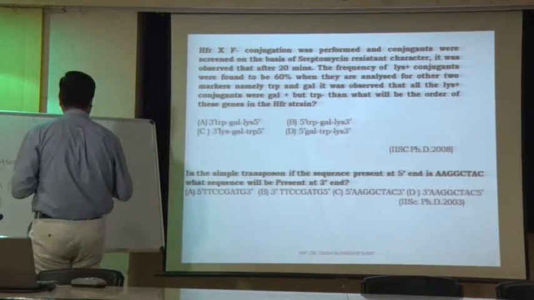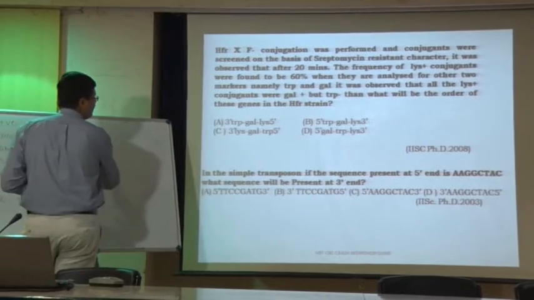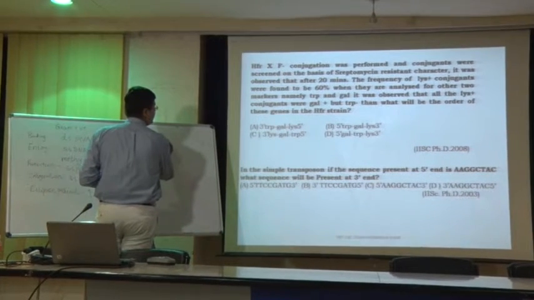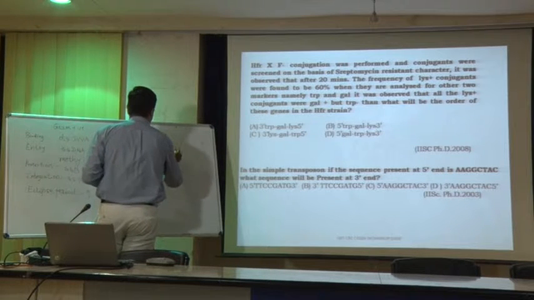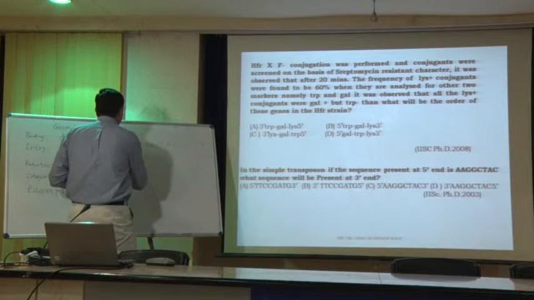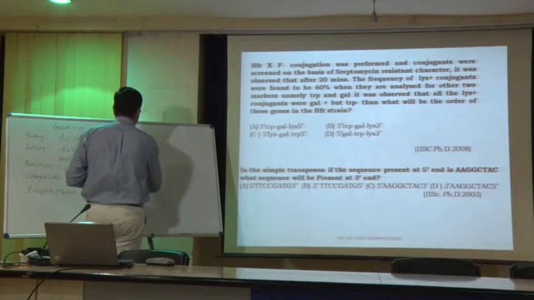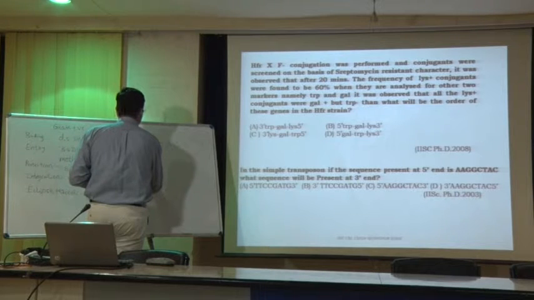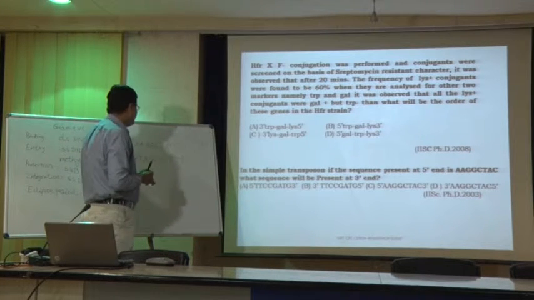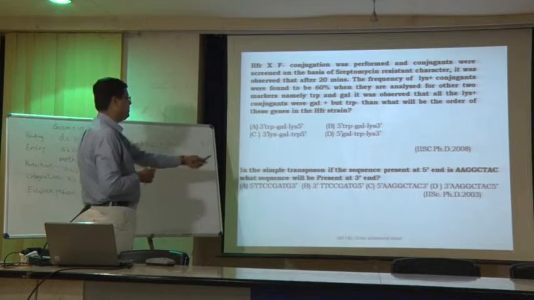5 प्राइम A G C T A C 3 प्राइम. अब मुझे क्या करना है, उसका रिवर्स कॉम्प्लीमेंट लिखना है. तो 5 प्राइम G T A G T A G C C T T 3 prime. So 3 prime T T C C G A T G 5 prime is the correct option.